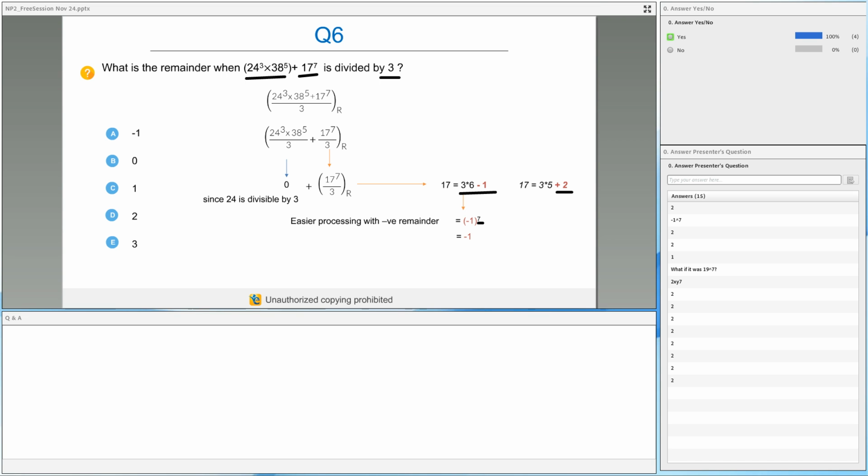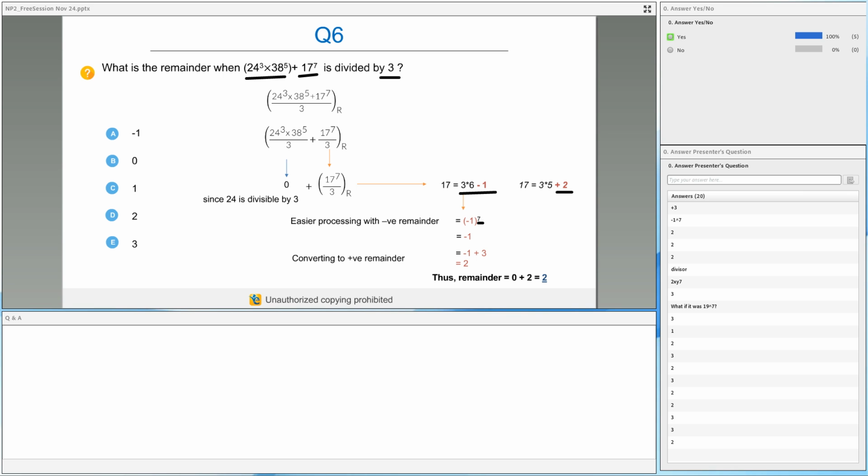Since minus 1 is a negative remainder, you need to convert it back to the positive remainder. To do that, what will I add, guys? I'll add back the divisor, and the divisor in this case is 3. So if I add that back, I'll get my answer as 2, and hence the answer in this case will be choice D.